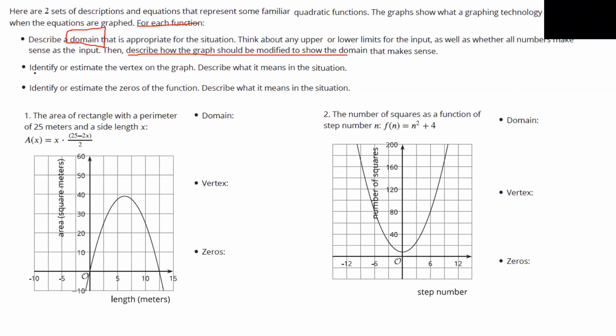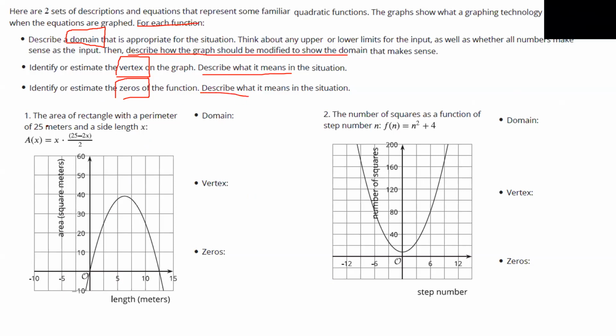The second thing they want you to do is identify or estimate the vertex. So we talked about the vertex in the previous problem. The vertex is the highest point. So you have to tell them what it is, and then describe what it means. And finally, you have to identify the zeros. So what are the zeros? And then you have to describe what it means.